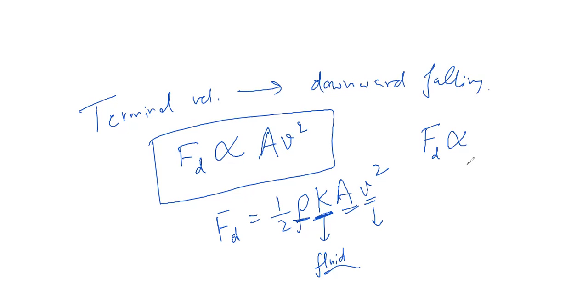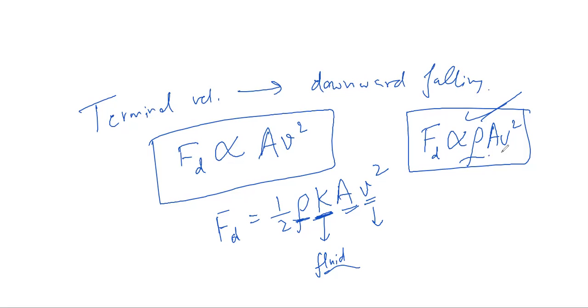Drag force is directly proportional to rho A v squared. Rho is the density of the medium, A is the cross-sectional area of the object, and v is the velocity of the object. That's it. So can we also write that F_D equals rho times A v squared as well? Yes, it is the same thing. So we can use this.